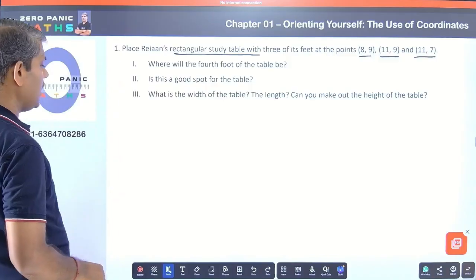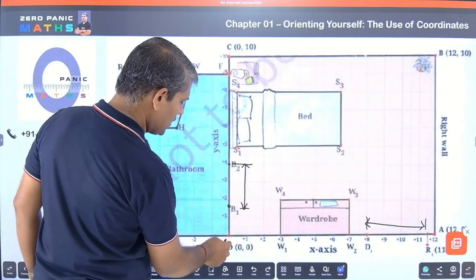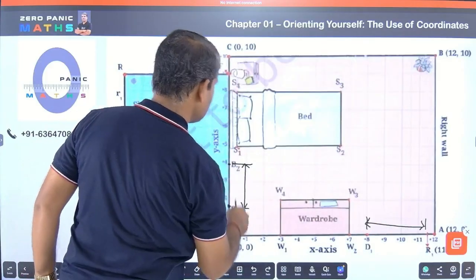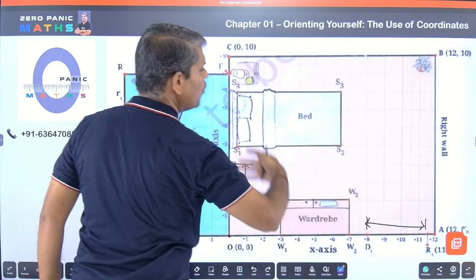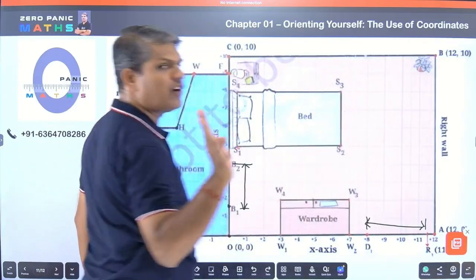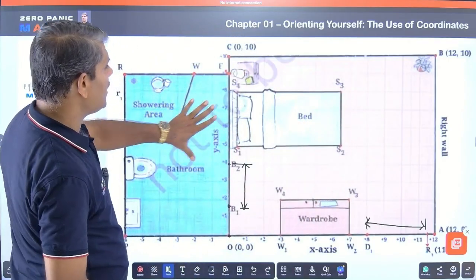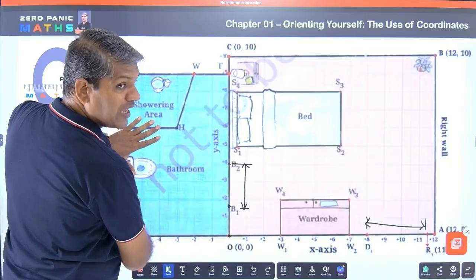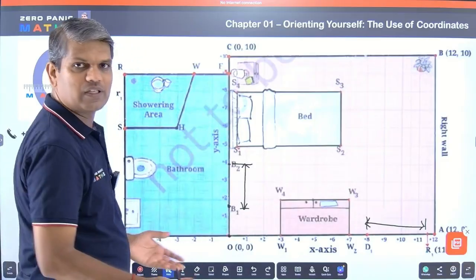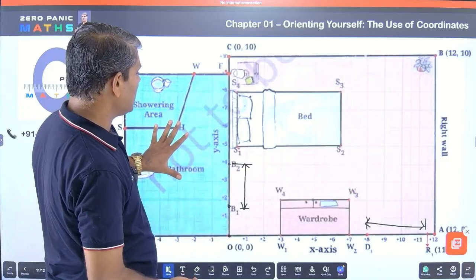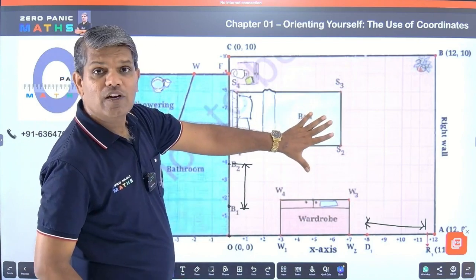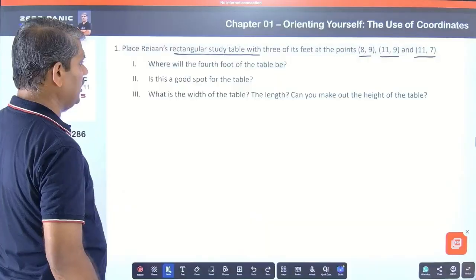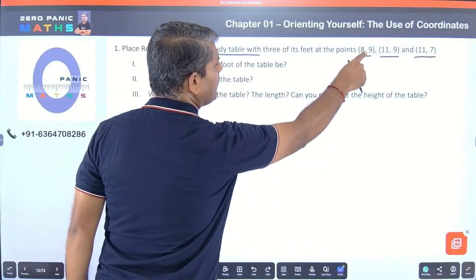Now according to the given figure here, this is the origin, which is (0, 0). Towards the x-axis and y-axis, this room, Rian's room, is the first quadrant, and the bathroom is the second quadrant, because you see the negative values for the x-axis and y-axis. So the bathroom is in the second quadrant, and in the first quadrant we have the room. So they are asking us to point out the 3 points.